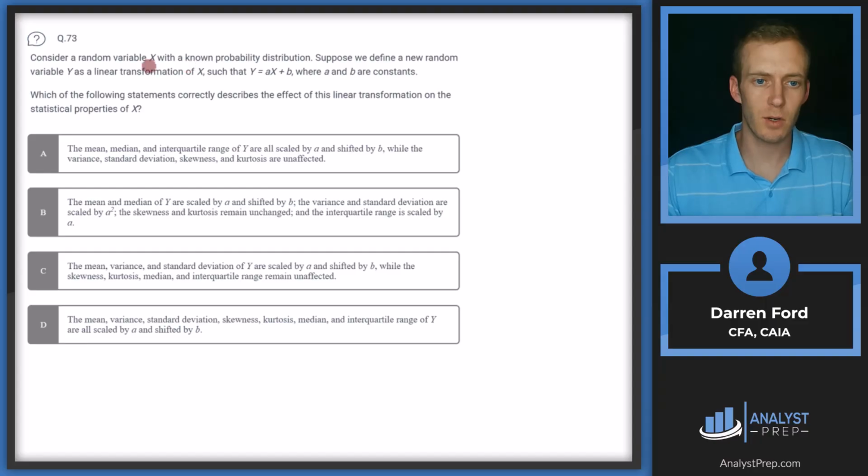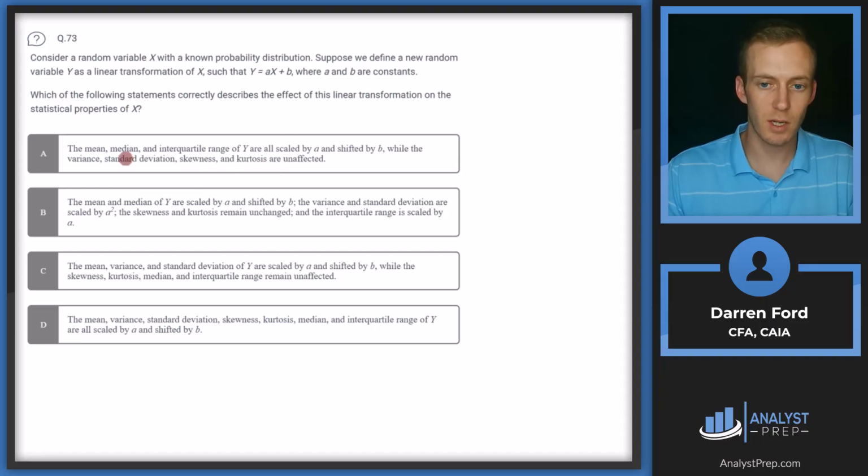Question 73. Consider a random variable x with a known probability distribution. Suppose we define a new random variable y as a linear transformation of x, such that y equals ax plus b, where a and b are constants. Which of the following statements correctly describes the effect of this linear transformation on the statistical properties of x? All right, so we've got A, the mean, median, and interquartile range of y are all scaled by a and shifted by b, while the variance, standard deviation, skewness, and kurtosis are unaffected.